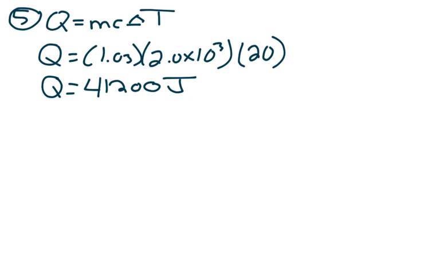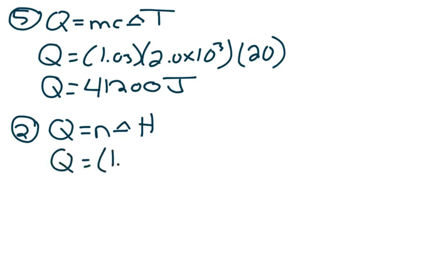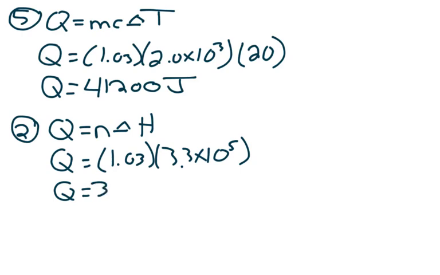The last two sections we'll deal with are the actual phase changes. So section 2, going from solid to liquid, that's a fusion. It's a phase change, so we need Q equals n delta H. n being the mass, still 1.03 kilograms. And delta H fusion for water, 3.3 times 10 to the 5th. Multiply that out, and the heat required for this section of the heating is 339,900 joules.